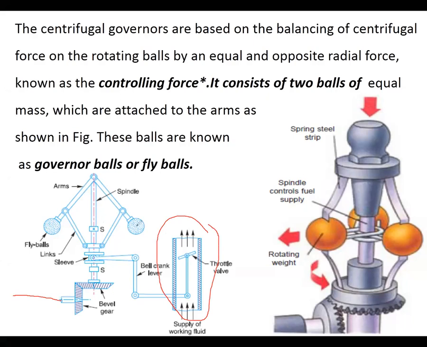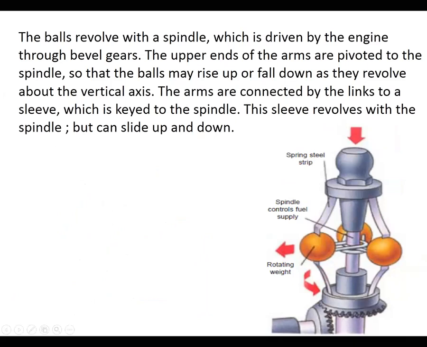With respect to the centrifugal force on the governor, the centrifugal force is created by the fly balls. From that centrifugal force only, the sleeve will take up and down movement between the stops, so that the bell crank lever will be operated. With respect to that, the throttle valve opens and closes. Based on that only, the fuel is moving from the fuel supply. Right. This working principle we took in the last class.